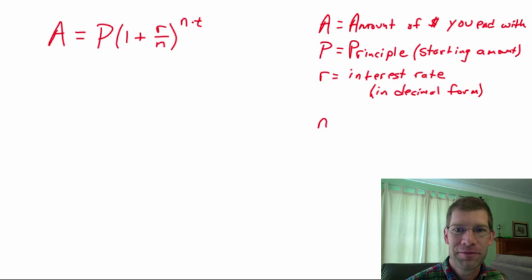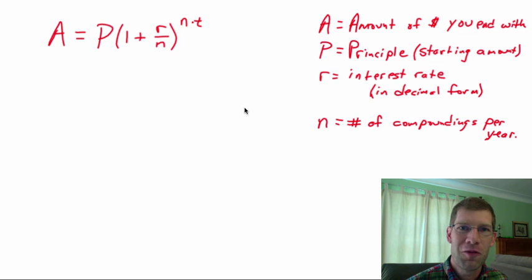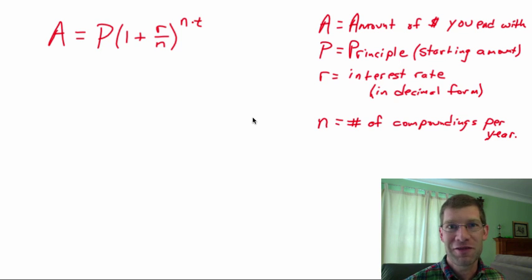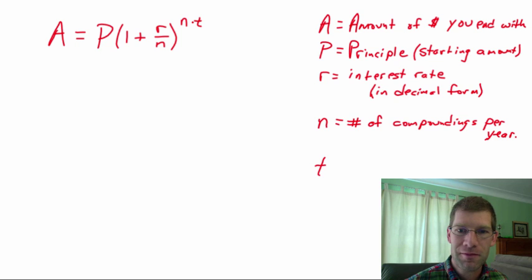n, that's going to be the new part. n, lowercase n, is the number of compoundings per year. You could write down an example if you wanted to. If it's monthly, like a credit card, then n would be 12. They're calculating interest 12 times a year. Quarterly, like 4 quarters in a dollar, n would be 4. You're getting interest 4 times a year. Daily, 365.